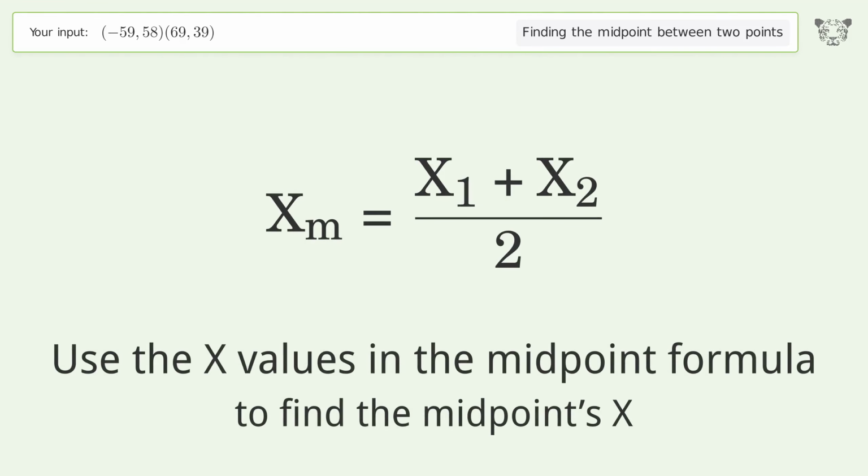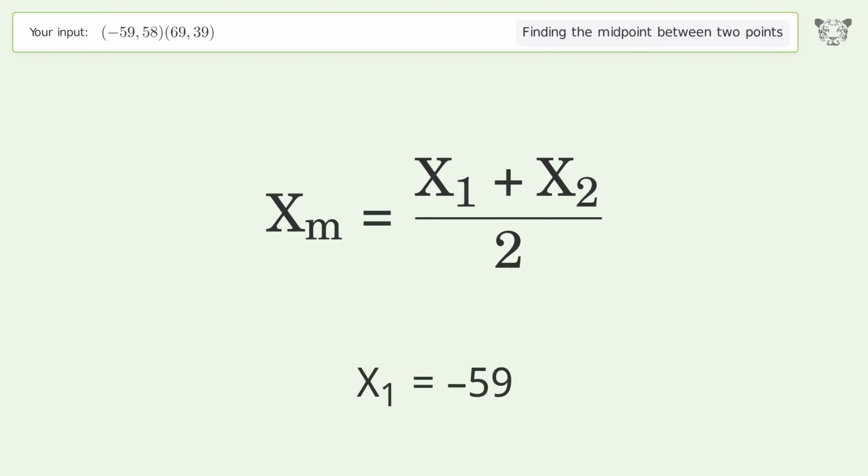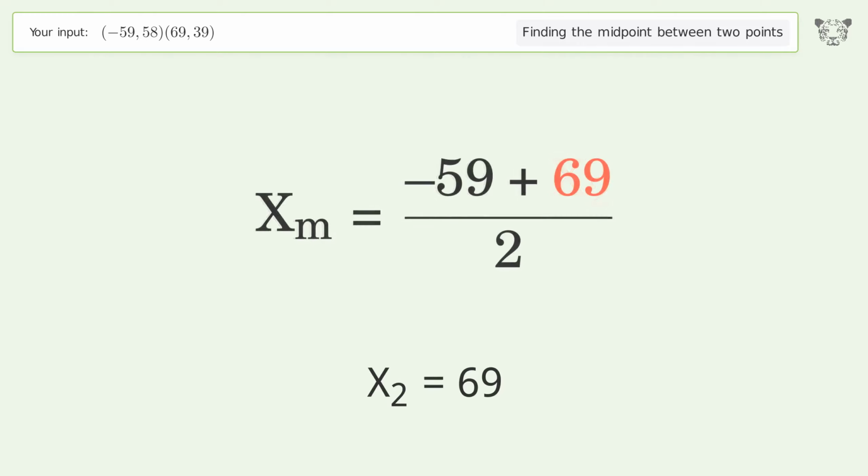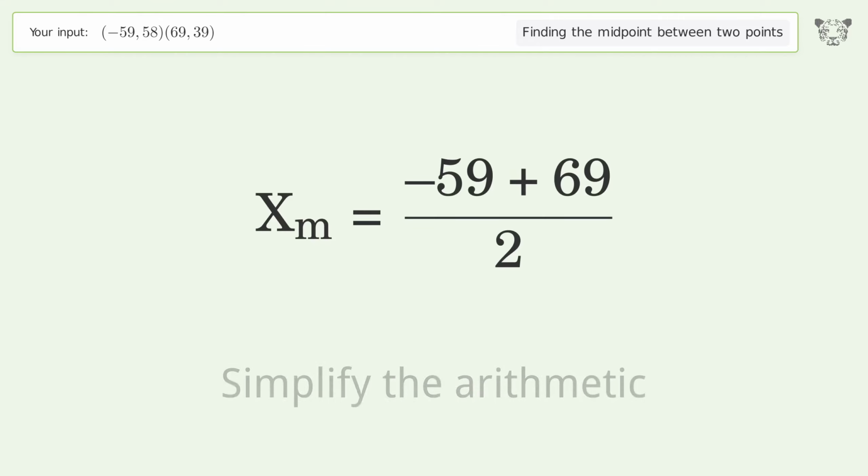Use the x values in the midpoint formula to find the midpoints x. x1 equals -59. x2 equals 69. Simplify the arithmetic.